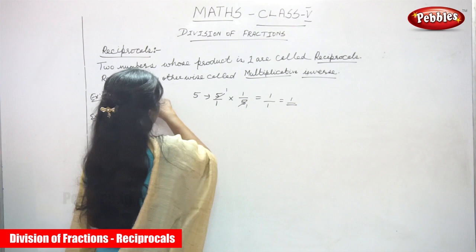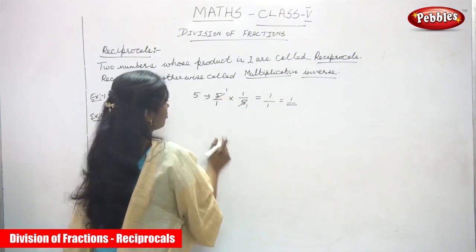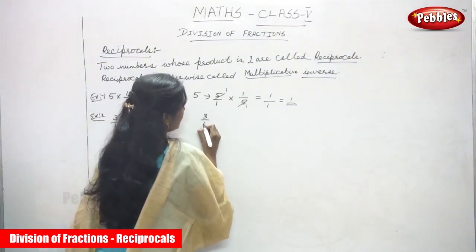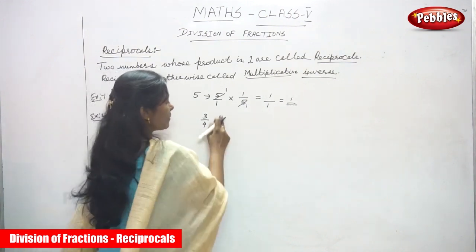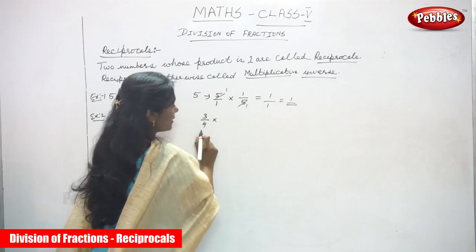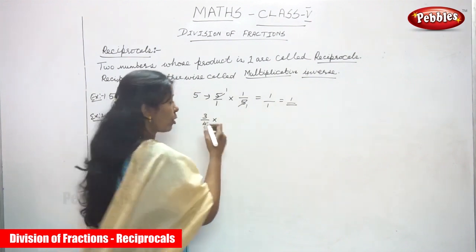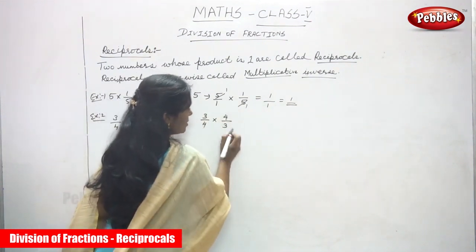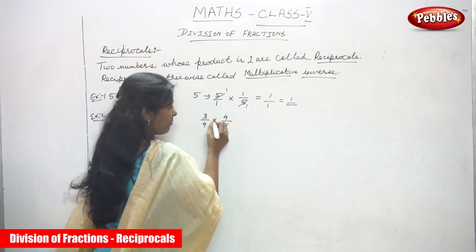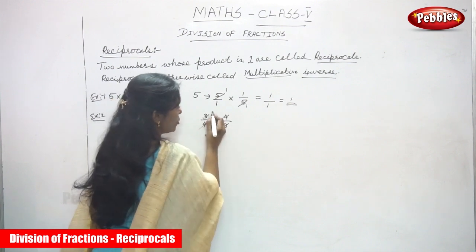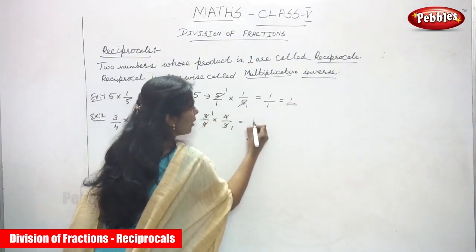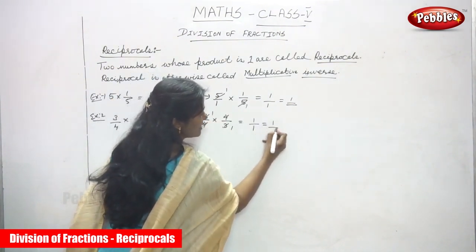Now the same reciprocal is otherwise called a multiplicative inverse. Look at this, second example, 3 by 4, it is a fraction. Multiplicative inverse means, as I have told you, 3 by 4 becomes upside down, what will it be? 4 by 3. Now I am going to cancel everything. 3 by 3 is cancelled. Same numbers are cancelled. 4 by 4 is cancelled. So I get 1. Here also 1. So 1 divided by 1 is 1, that is the answer.